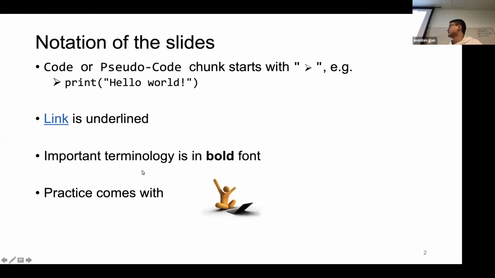So a little bit about the notation of the slides. The pseudocode chunk will start with this little arrow. Basically, if you see such a symbol, you can directly copy the code and paste it into your RStudio console. The link is underlined. You can click on the link to see what kind of reference I provided for you. And the important terminology is in bold font. Practice slides usually come with this little yellow man.